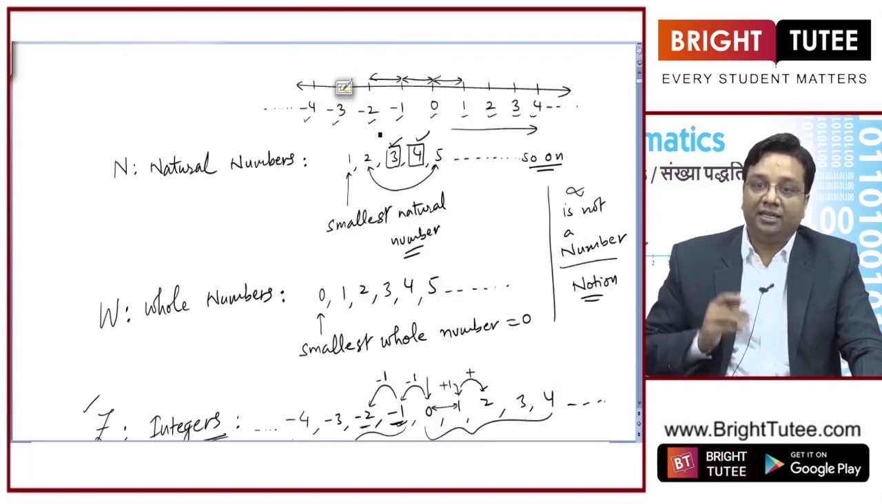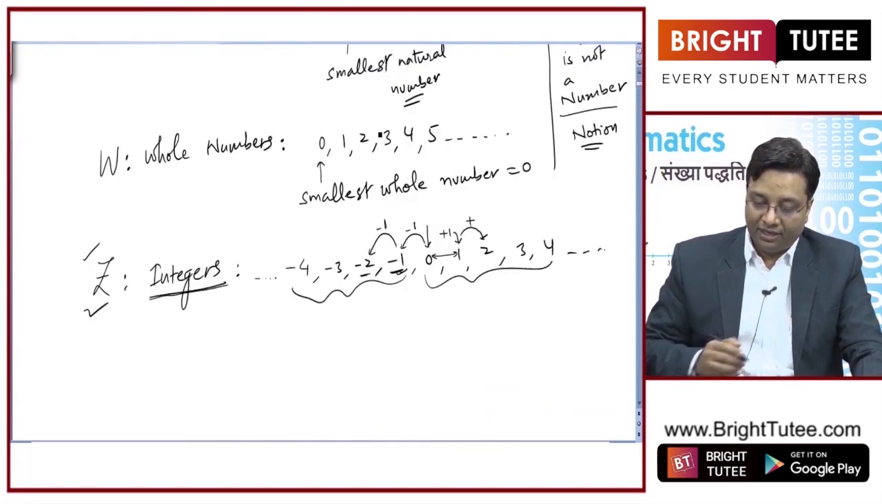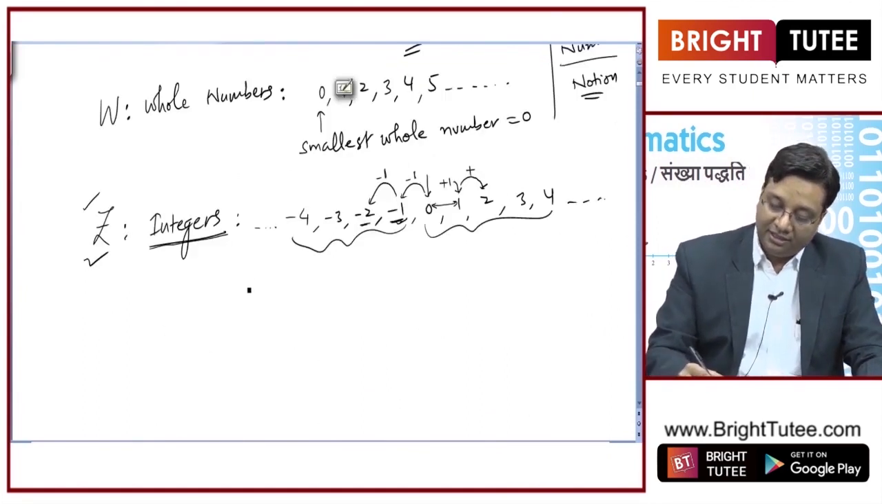So these are negative integers. Now in integers, if I ask you what are positive integers?